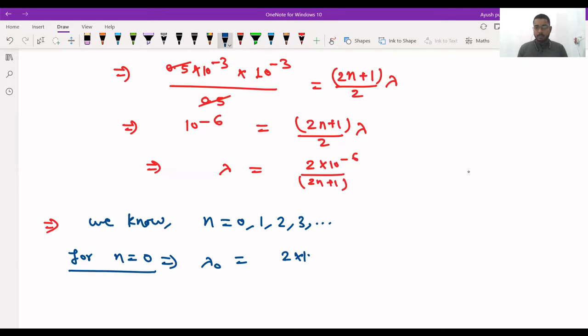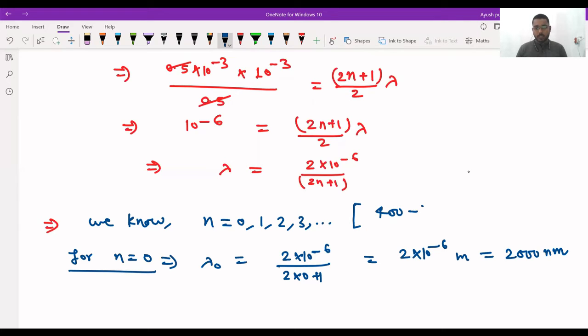So that will be 2 into 10 to the power minus 6 divided by 2 into 0 plus 1. So it will be 2 into 10 to the power minus 6 meters. Let's convert this into nanometer, so that will become 2000 nanometer. Why am I converting this into nanometer? Because the white light range is given in nanometers, that is 400 to 700 nanometer.